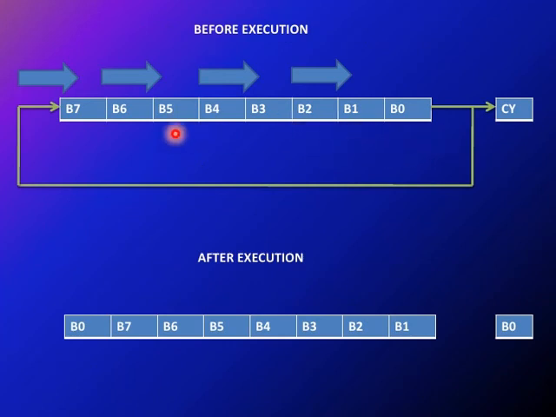So here the accumulator content is rotated right. B7 bit is moved to B6, B6 goes to B5, B5 goes to B4, B4 goes to B3, B3 goes to B2, B2 bit goes to B1, B1 bit goes to B0, and B0 bit goes to carry and B7.